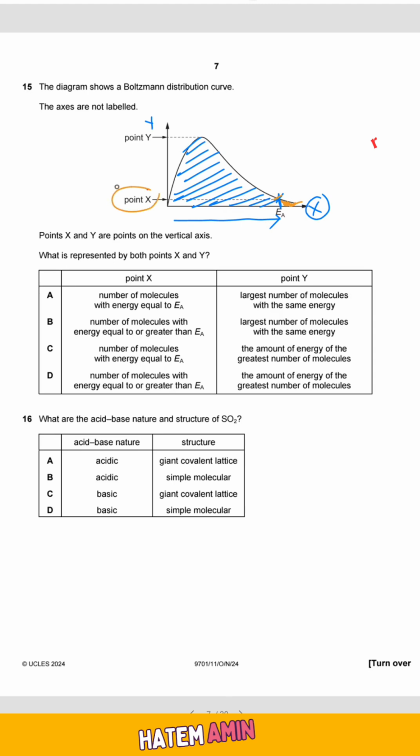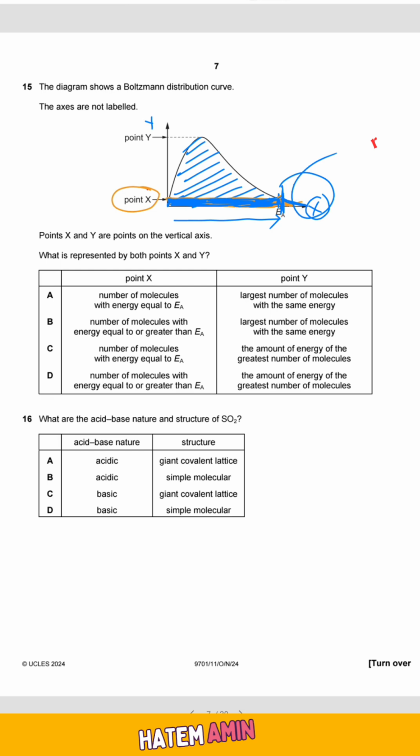What about point X? Point X, as we see here, is at the starting of the curve. So all of these molecules down this curve have the less amount of energy. After the activation energy, we said this number of molecules cannot react. Why? Because they have less than the activation energy.